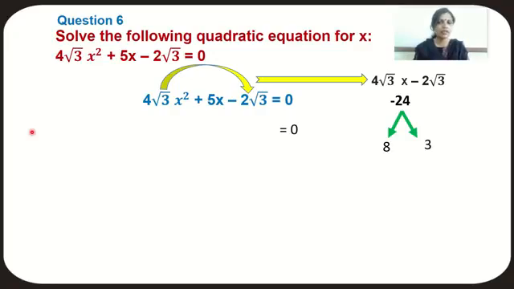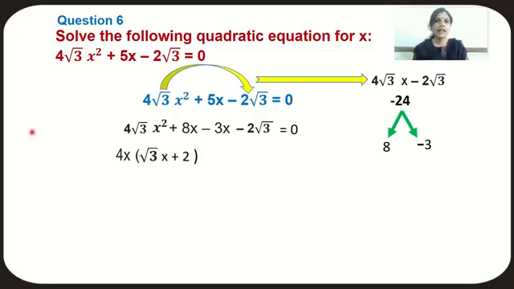So 8 has to be positive and 3 should be negative, and 8 into minus 3 is minus 24. Alright, so let's write down now. 4 root 3x squared plus 8x minus 3x minus 2 root 3 is equal to 0. Now again I have got 4 terms, so I'll club two terms together. From the first 2 terms I'll take 4x common, so in the bracket you get root 3x plus 2. From the next 2 terms I'll take minus square root 3 common, so in the bracket you get square root 3x plus 2, and that is equal to 0.